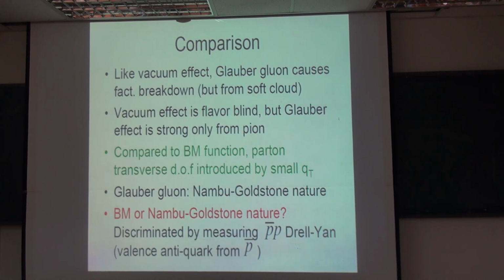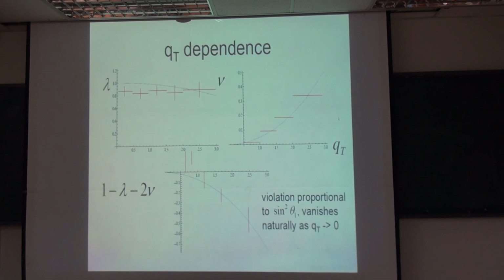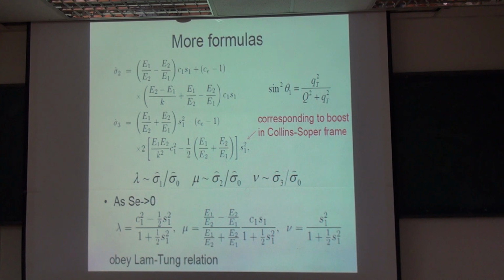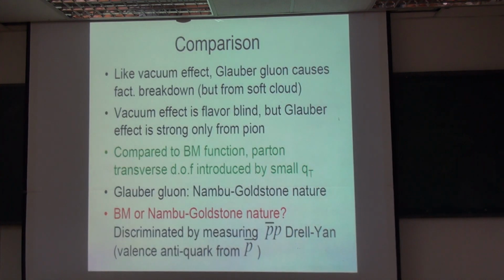Then compared to the Boer-Mulders function, there is a transverse degree of freedom introduced by small QT. So that's the reason the deviation must appear at finite QT. When QT is equal to zero, we don't have a deviation. So in fact, this feature is quite natural. It's not like the Boer-Mulders function proposal. In fact, this feature comes from the parametrization, because we use the so-called extrinsic QT. So our proposal is based on the non-perturbative strong nature of the pion.